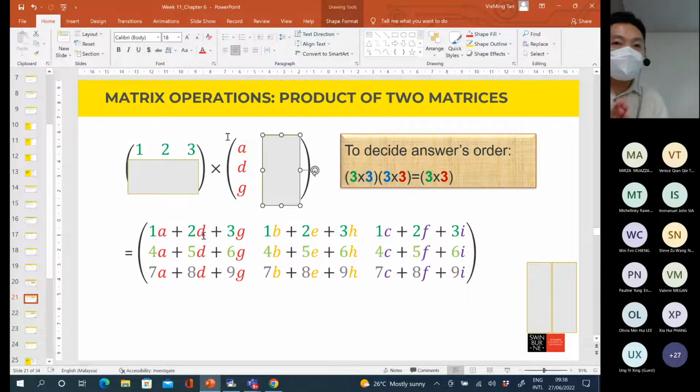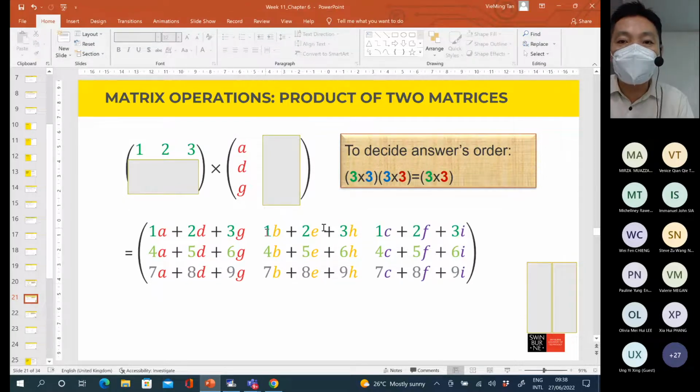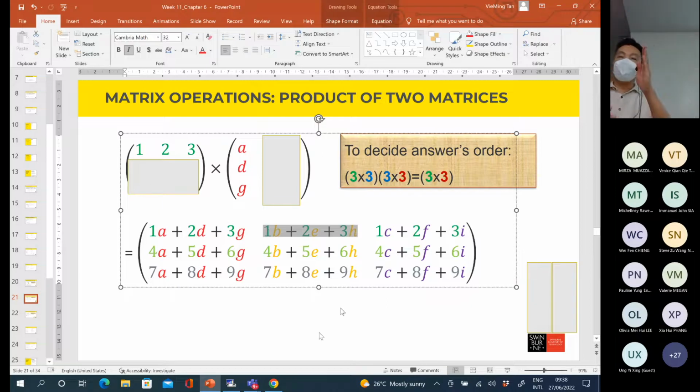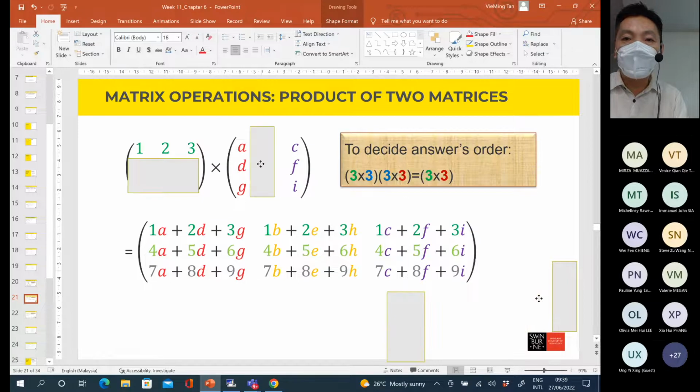So let us try maybe this one, how to get this. I think I better do it one by one. This is at the location of row number 1, second column. Row number 1, second column. So how to form this? We need to use the first row of the front matrix, multiply with the second column of the second matrix.